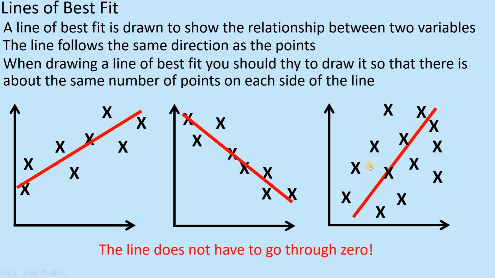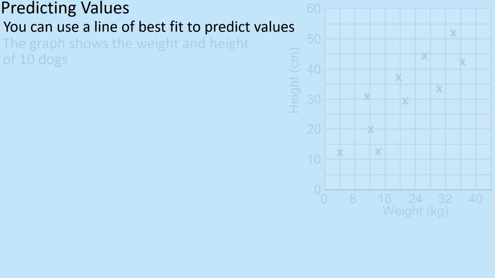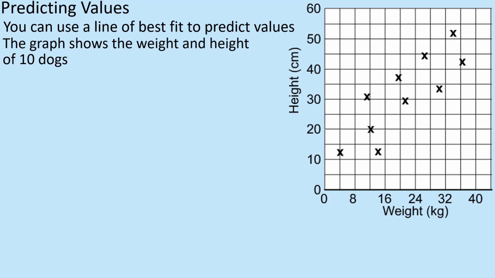Okay, right, so here you go. I mentioned there the line does not have to go through 0. Now, predicting values. Basically you're going to have something similar to what you just had, like a scatter graph, and then you're going to use your line of best fit to predict an outcome. Here we go, a graph of weight and height of 10 dogs. Obviously the bigger the dog, the heavier it gets. Common sense, really. At the minute you've just got a bunch of results.